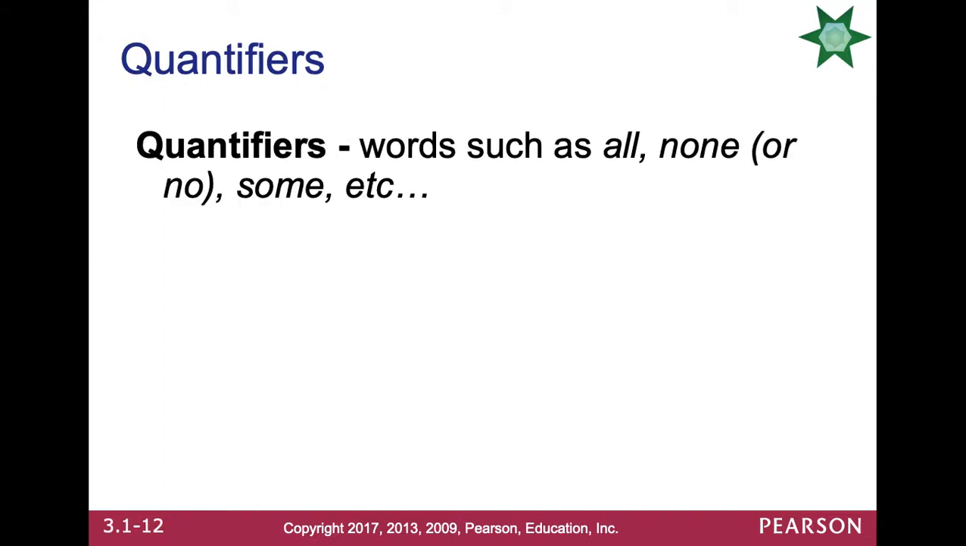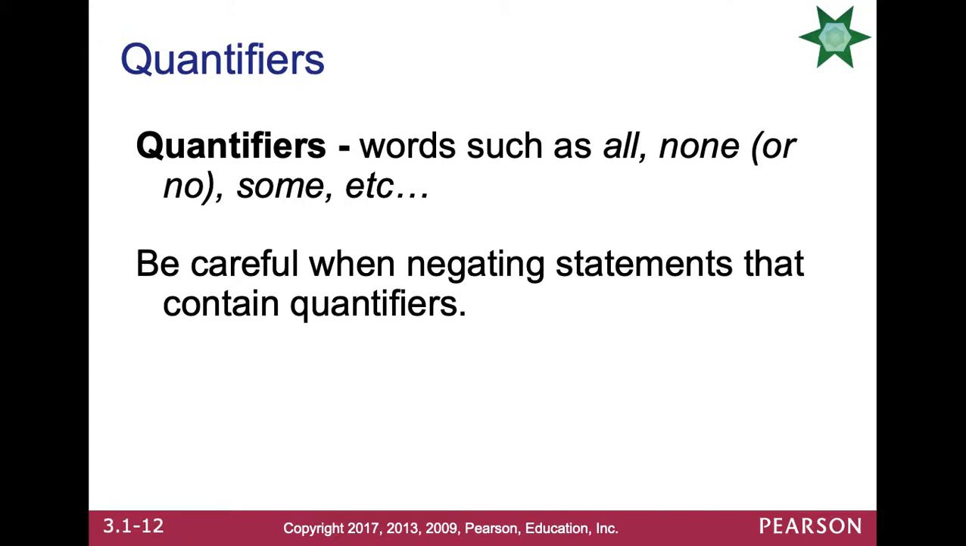So now we get into quantifiers. These are words such as all, none, or no, some, etc. All of these words are quantifiers. All my students have brown hair. So that's a statement. Is it true? The answer is no, it is probably false. I don't remember all your hair colors, but not all my students have brown hair. So that is the negation of that statement. So all my students have brown hair is the statement. Not all of my students have brown hair. That's the negation.